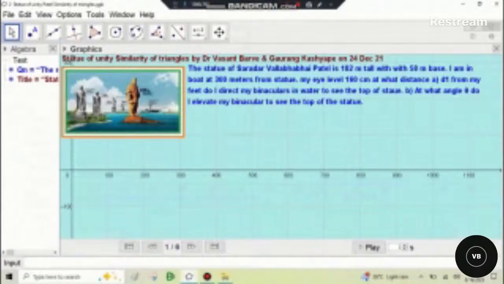I am in the boat at 300 meters from statue. My eye level is 160 centimeter. At what distance AD1 from my feet do I direct my binoculars in water to see the top of the statue? At what angle theta do I elevate my binocular to see the top of the statue?